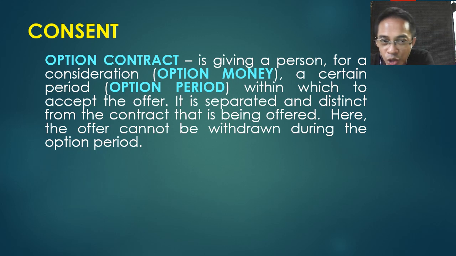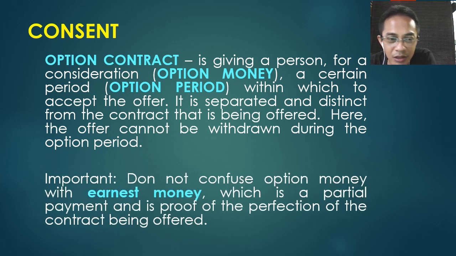Okay? So, in an option contract, the offeror cannot withdraw the offer because there was payment for the period. That payment is called option money. And the contract for the 1 week to decide with payment is called an option contract. Okay, this is very important. Do not confuse option money with earnest money.